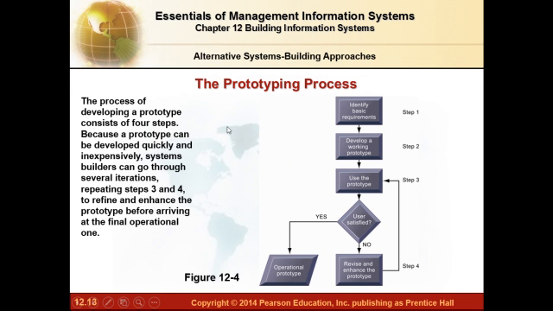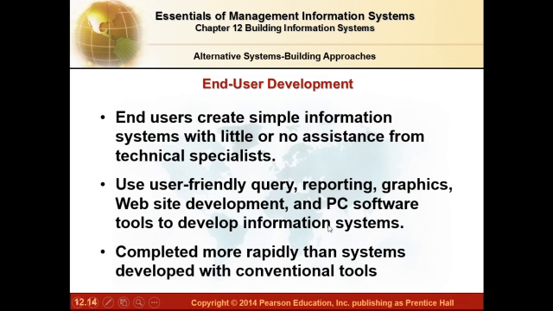These are the prototyping processes. Identify the basic requirements of the prototype, develop a working prototype, use the prototype. Is the user satisfied with the prototype or not? If yes, it becomes the operational prototype. If no, revise and enhance the prototype, use the prototype again and evaluate again. Next, end user development. End users create a simple information system with little or no assistance from technical specialists.